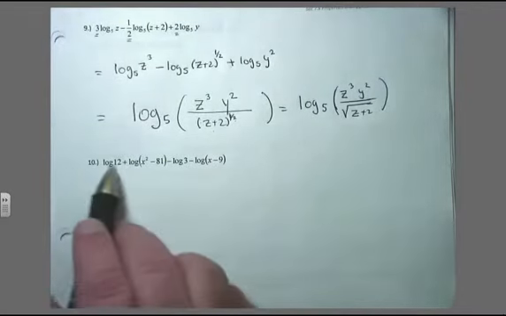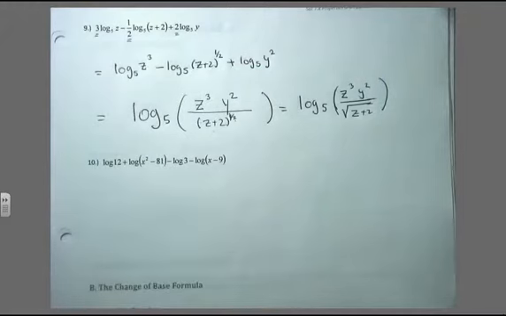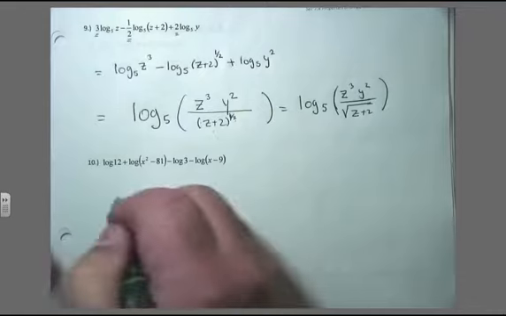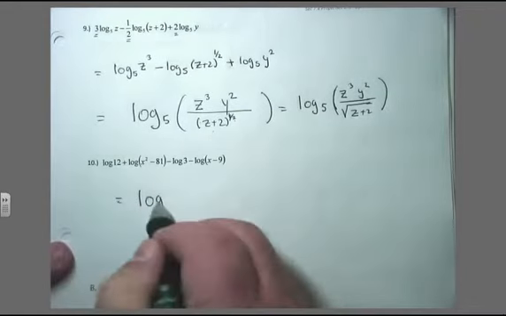What's the numbers in front of each one of these logs? 1. Even though we don't see it, they're understood to be 1. So there's no exponents to put anywhere. They're all going to be 1. So I just got to get it turned into one big log. Understood to be base 10.